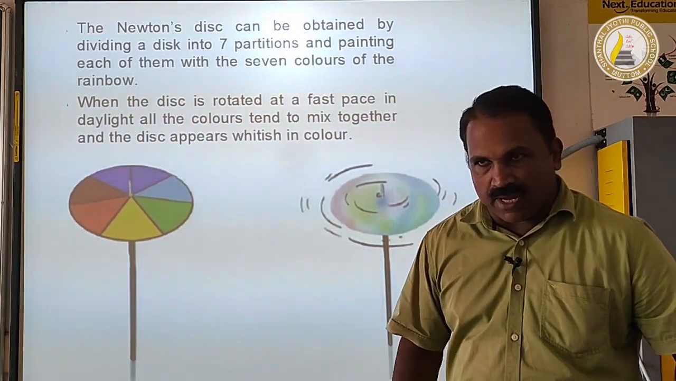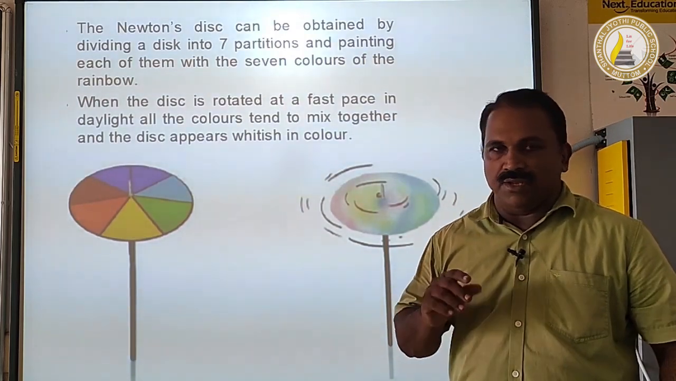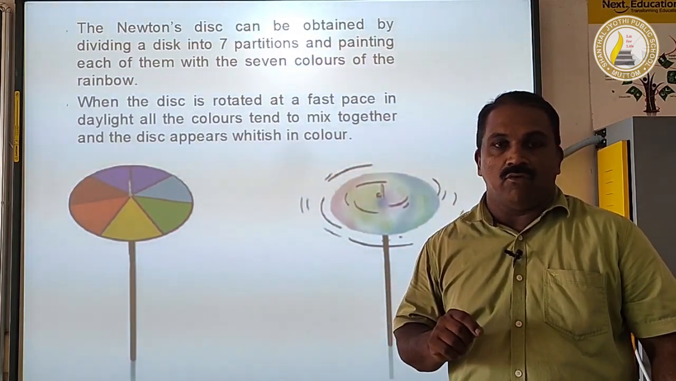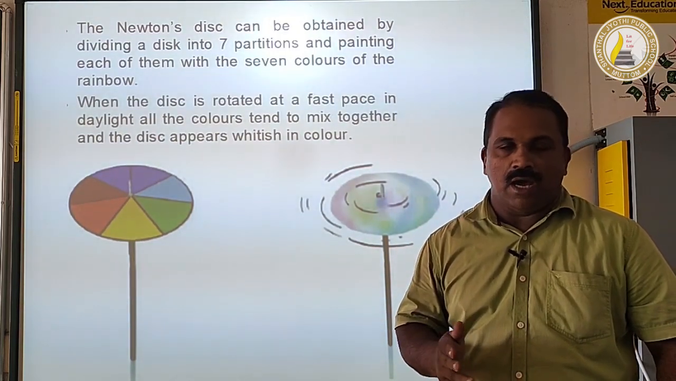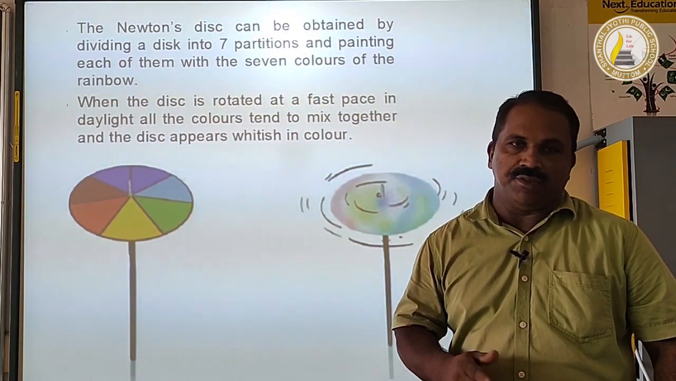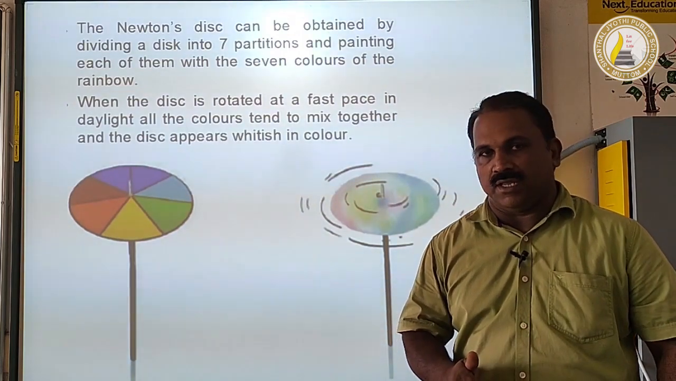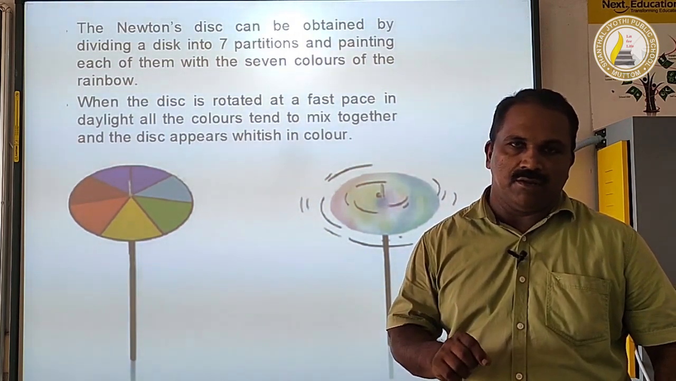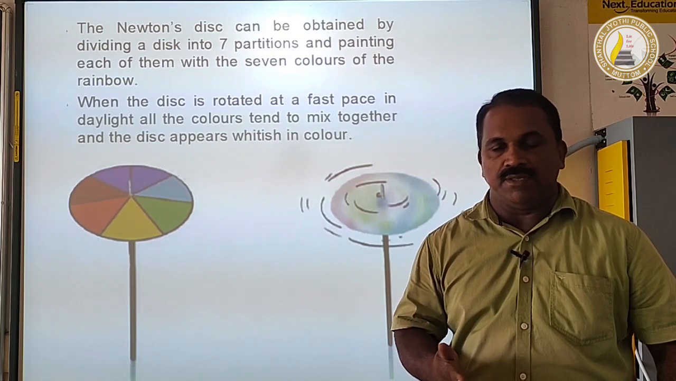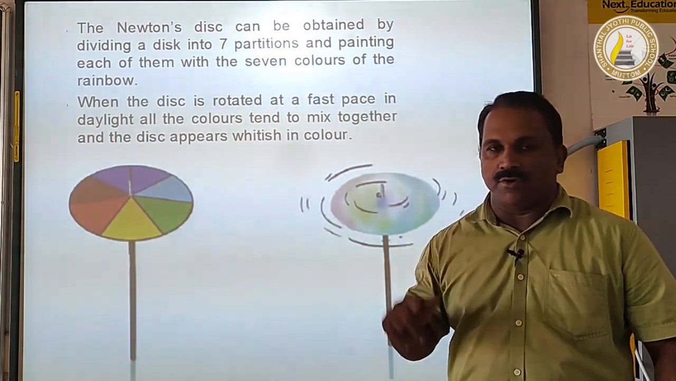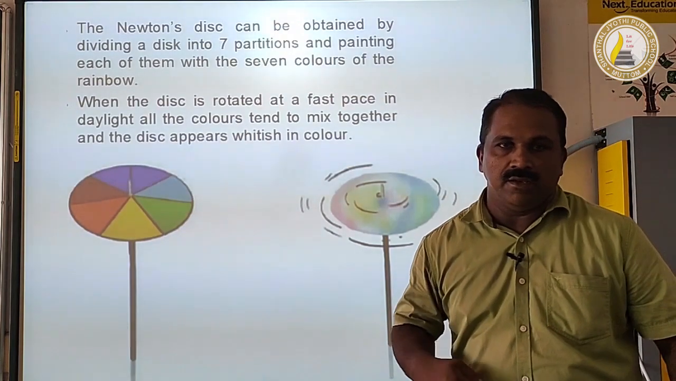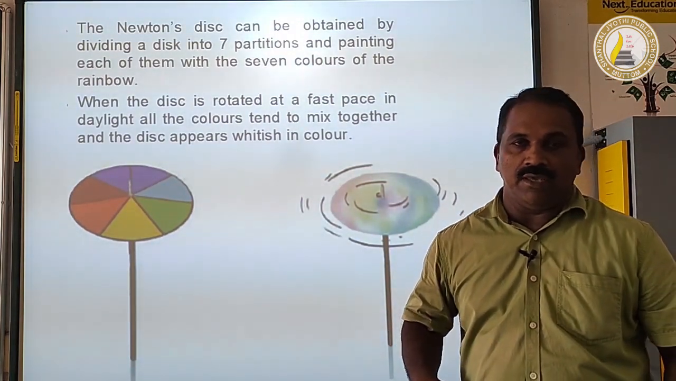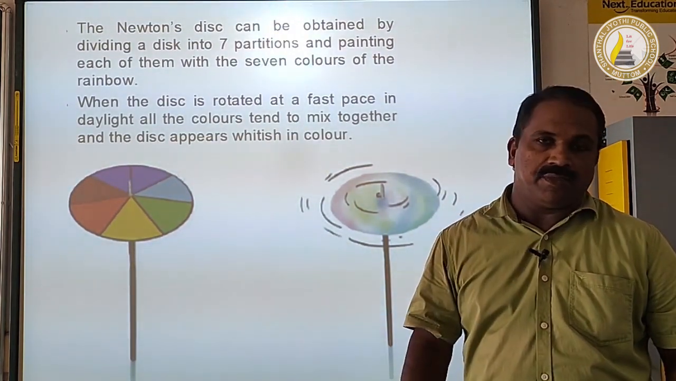In our brain we can see each color for 1/16th of a second. After that only, another color we can see. For 1/16th of a second we can see only one color, then another color again for 1/16th second. So when it rotates, all the colors together we can see. So that is why it looks like a white color.